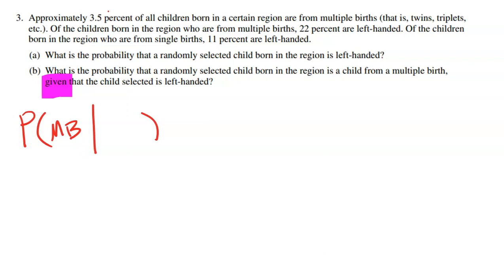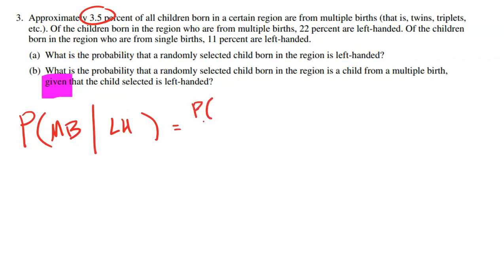If they stop there, that'd be easy, 3.5%. But it says specifically given that they are left-handed. So now I have to find this probability. To do this, I'm going to use the conditional probability formula, which is a really simple formula that is on the AP Stats formula sheet.